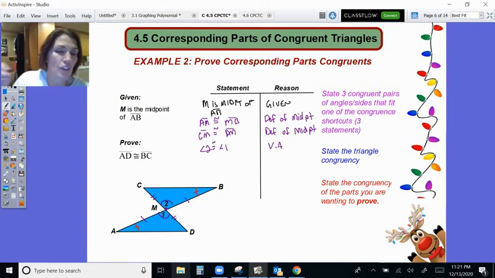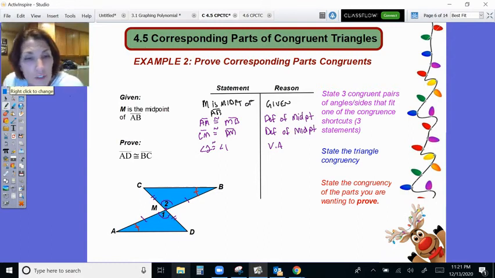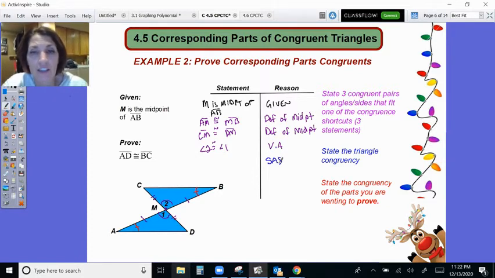We want to make sure they fit a triangle congruence theorem. 2 sides and an angle between them, which is congruent to 2 sides and an angle between them. So we have our side angle side congruency. So now I just need to name it.